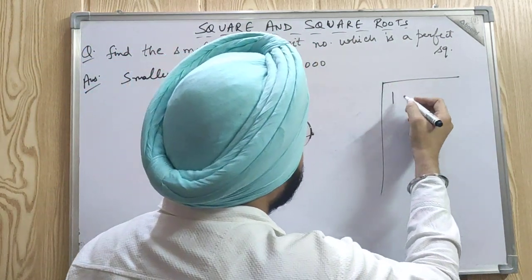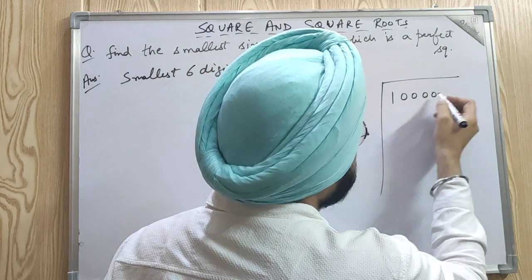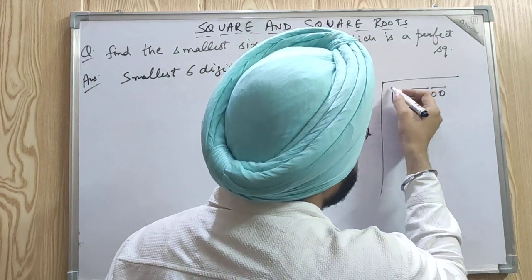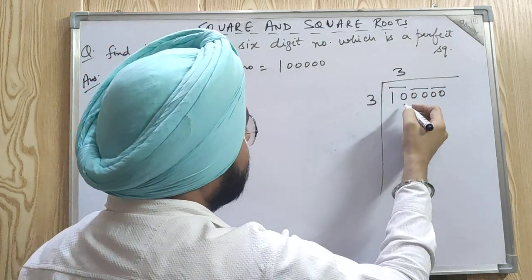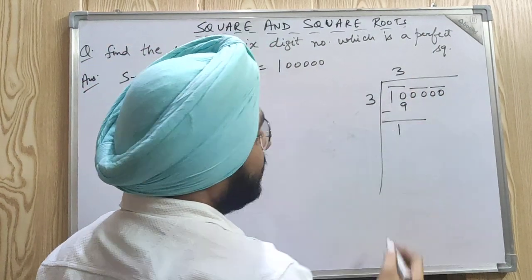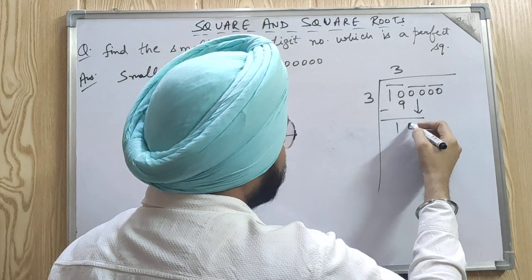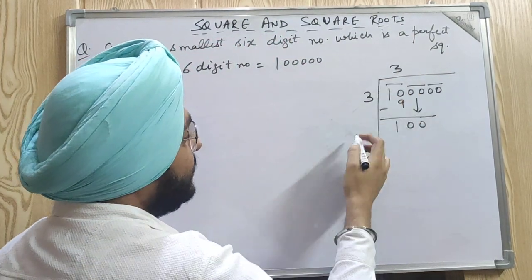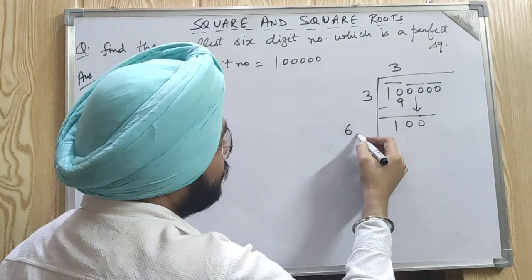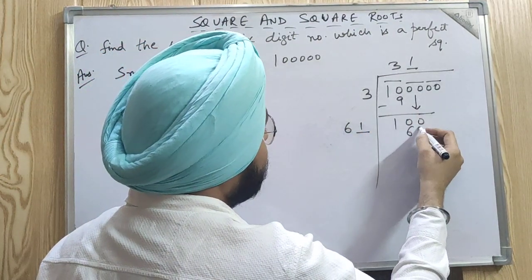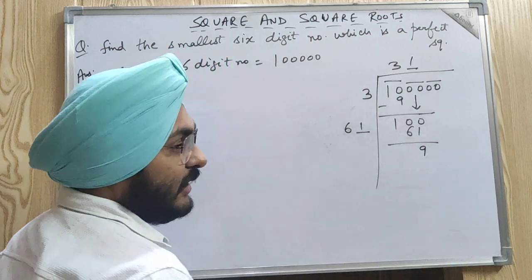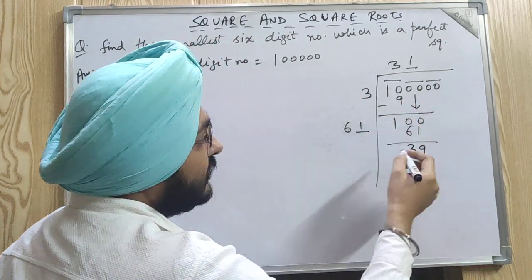So I'll be taking a 6-digit number, making the pairs. So pairs will be like this. So start with 3 here. So 3 into 3 will be 9. So 10 minus 9 will be 1, followed by these 2 zeros. So 3 plus 3 will become 6. As you know, the same number should be multiplied. So 61 into 1 will become 61. 10 minus 1 will be 9. 9 minus 6 will be 3 here.